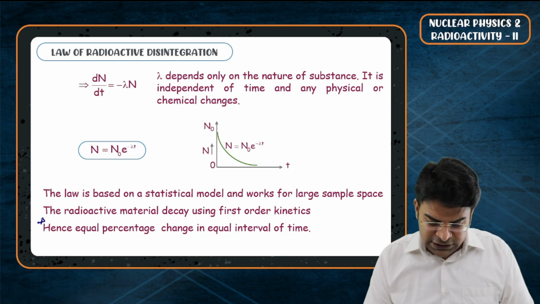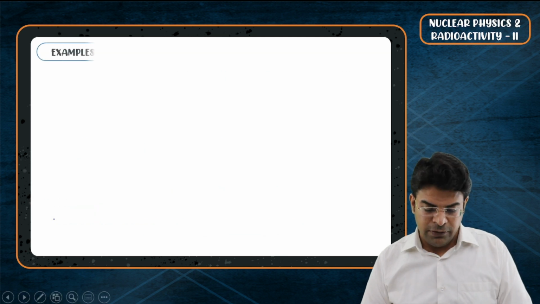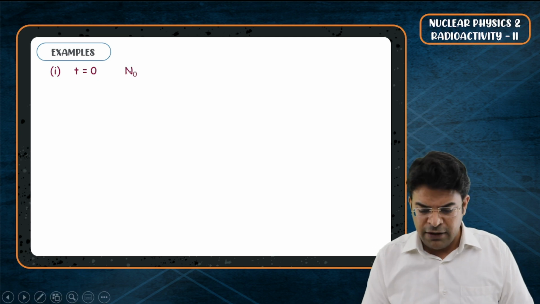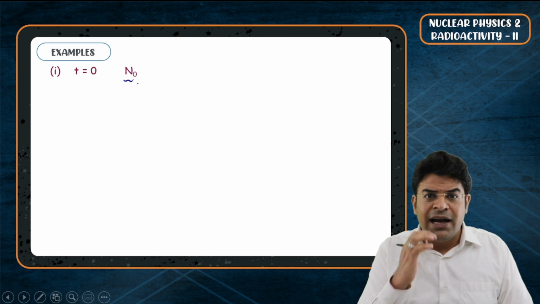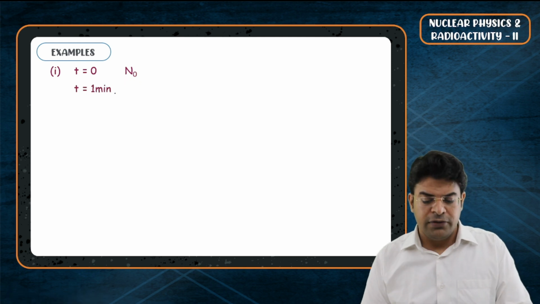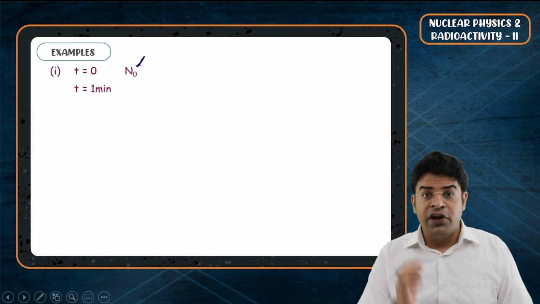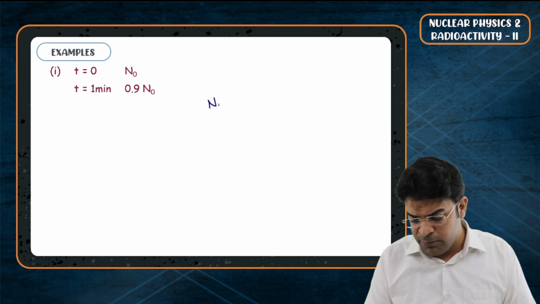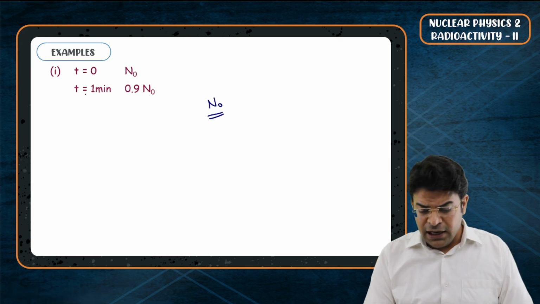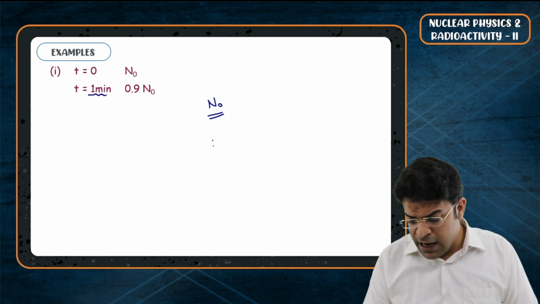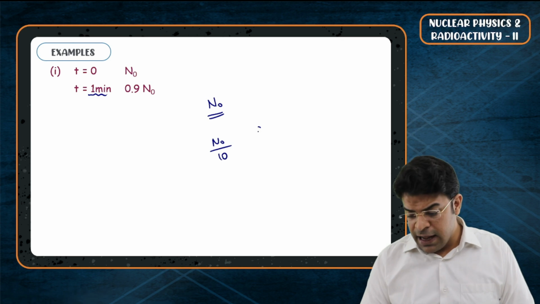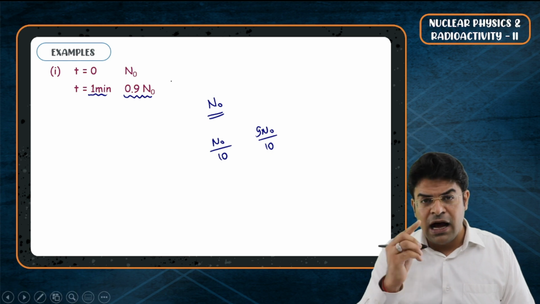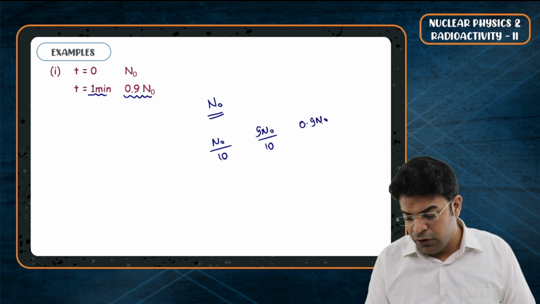What is the meaning of this statement? To understand it, let's take an example. Let's say at time equals 0, the number of active nuclei you have is n0. And you find that at a later time, at time equals, let's say, 1 minute, the number of active nuclei has reduced from n0 and became 0.9 n0. So you can think that if initially the number of active nuclei was n0, then in a time frame of 1 minute only, n0 by 10 have decayed, 9 n0 by 10 have survived. That's why I have written that the number of active nuclei after 1 minute is 0.9 n0.